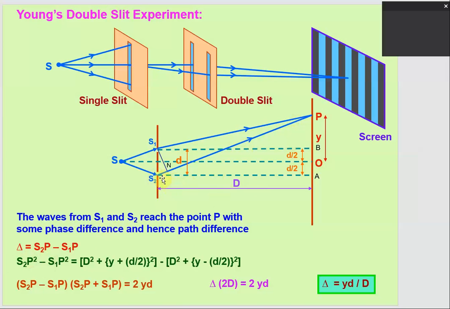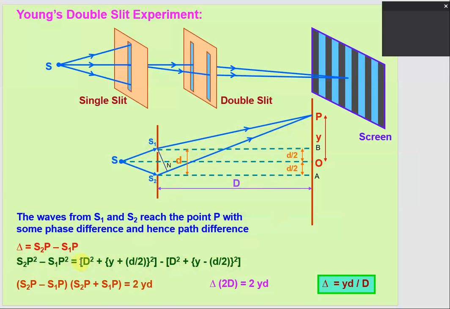And similarly, for the other triangle S1PB, we substitute the value of S1P square. So S1P square will be equal to PB square, which is y minus d by 2 whole square, plus S1B, which is again equal to D square. So S1P square is D square plus y minus d by 2 whole square. We have just substituted the values of S2P square from triangle S2PA and S1P square from triangle S1PB and nothing else.